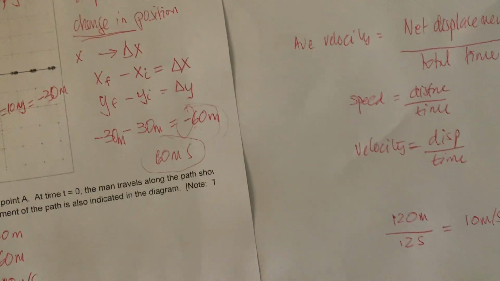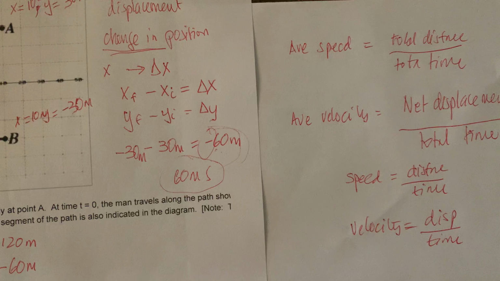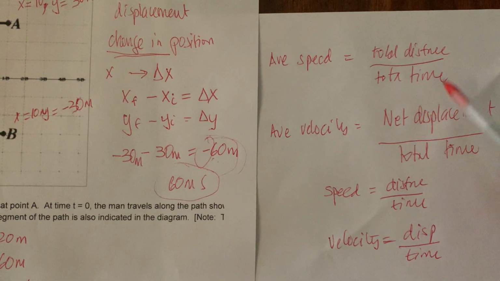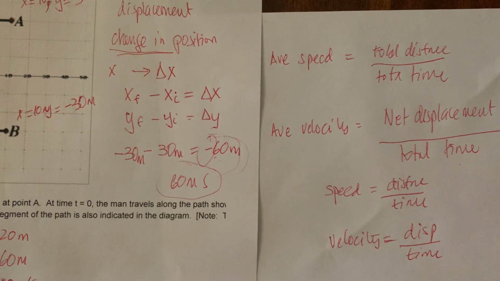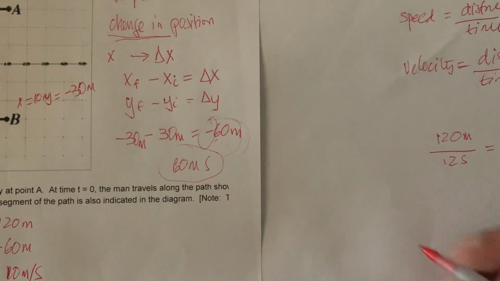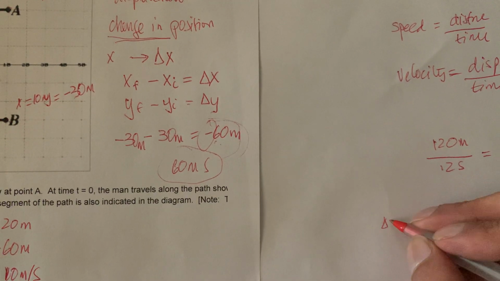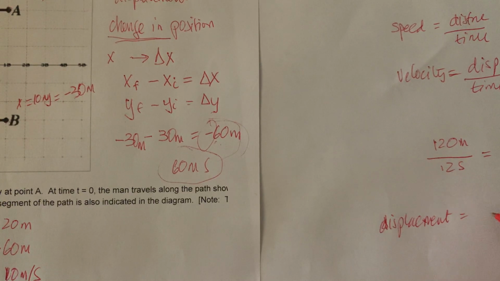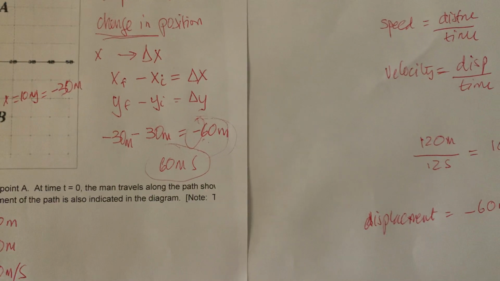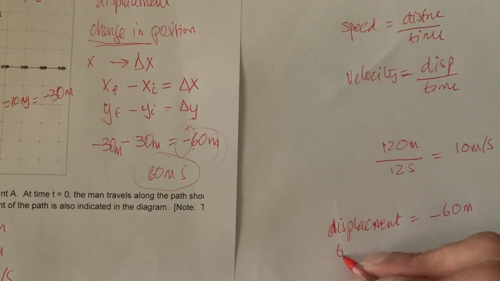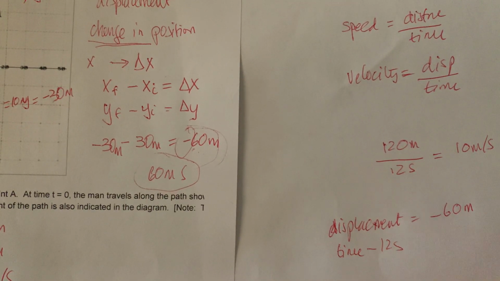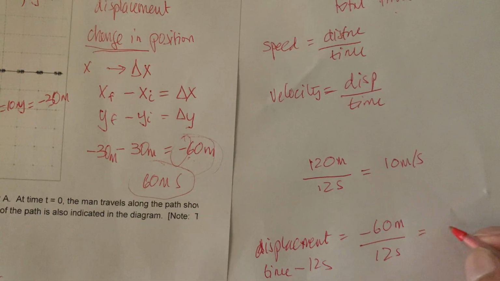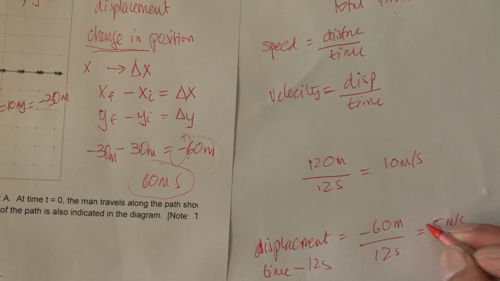Now remember, average velocity is total net displacement over total time. So we already found our net displacement, or our displacement, was negative 60 meters, right? And our time is still the same, 12 seconds. So negative 60 meters divided by 12 seconds gives me negative 5 meters per second.